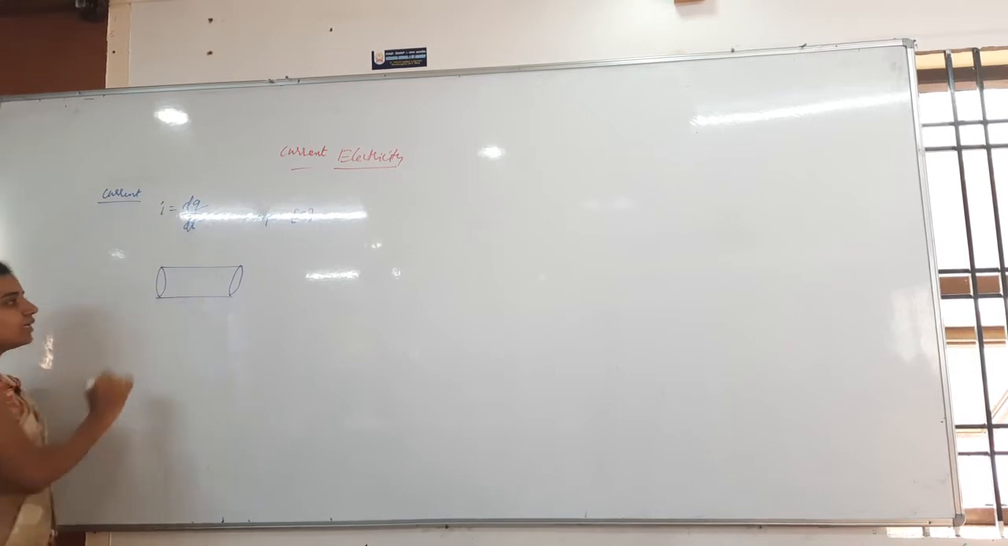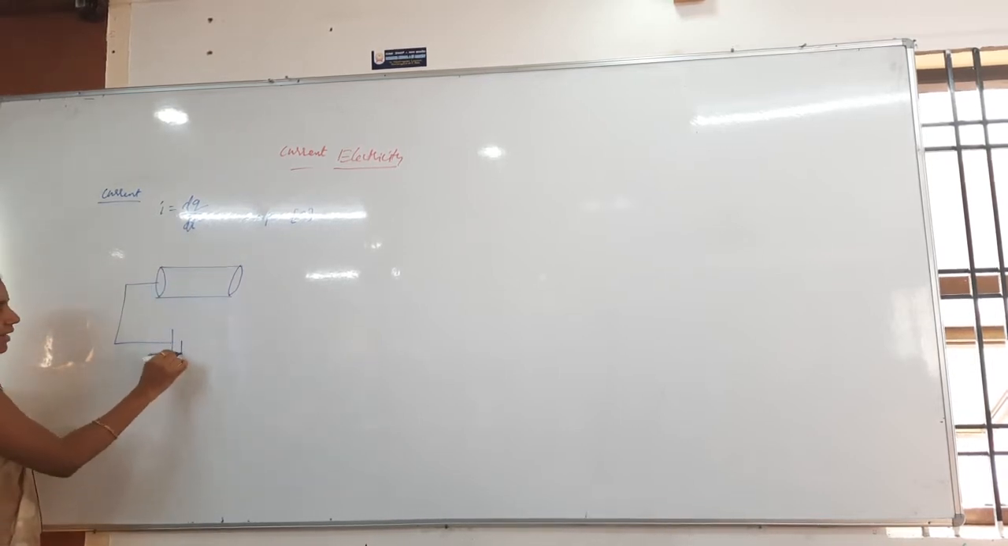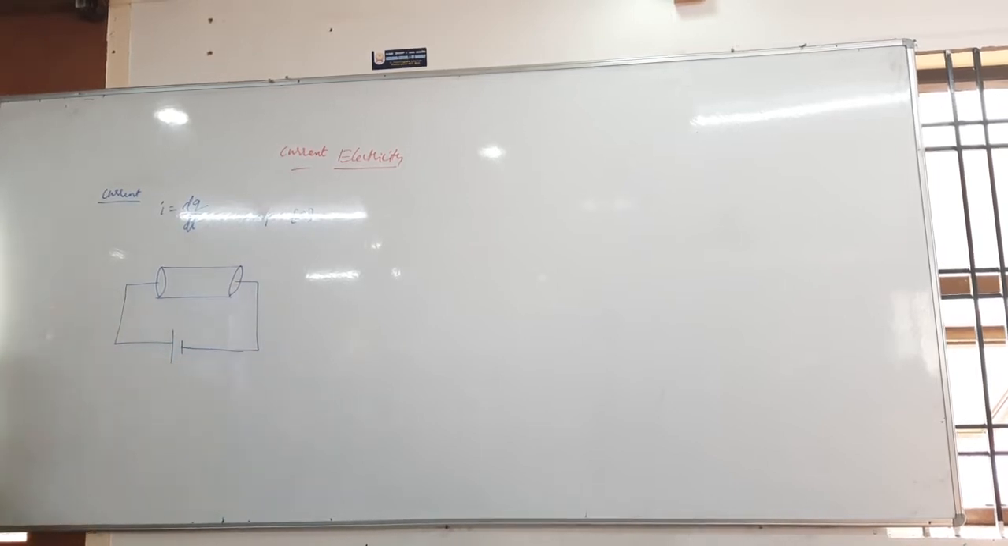So whenever I have taken a conductor, for that conductor I have connected a battery. So what happens whenever I close the circuit? Current will flow from where to where? From positive to negative, from the higher potential of the battery to the lower potential of the battery. Here I is flowing in this direction.